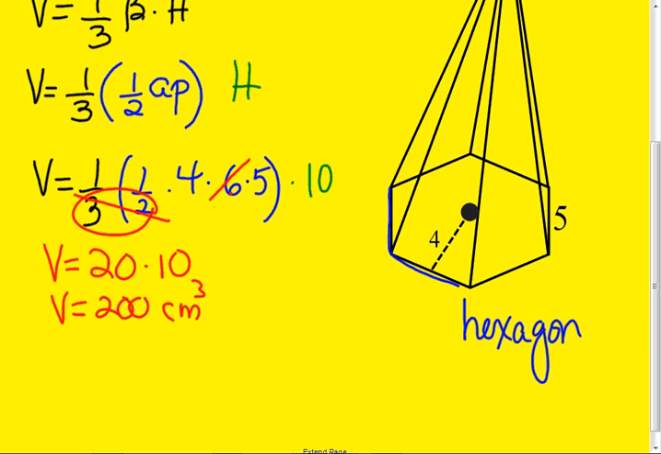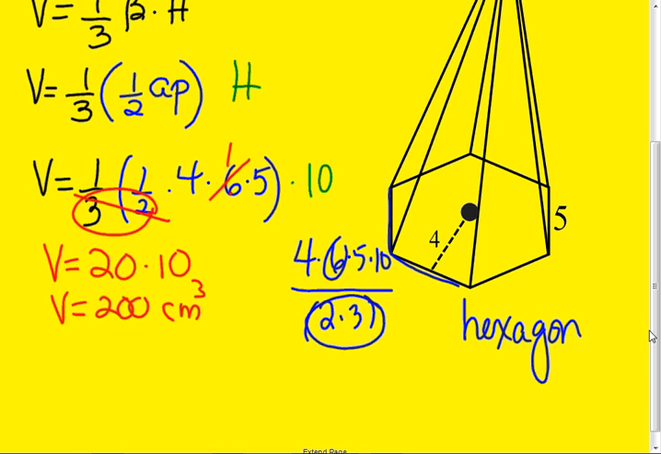Because the 3 times 2 gives you 6, and 6 divides into 6 one time. So we don't need a calculator necessarily. Because in the numerator I have 4 times 6 times 5 times 10, and in the denominator I have 2 times 3. That's 6. These are equal. But I want you to realize that you can multiply across like that.